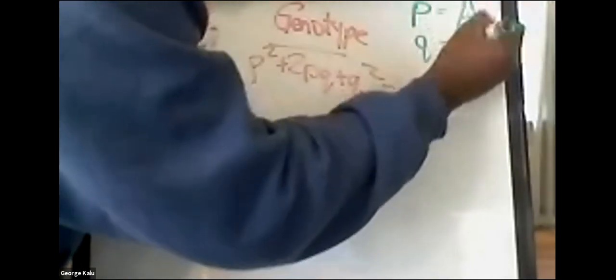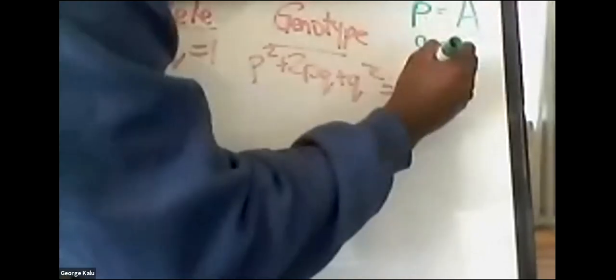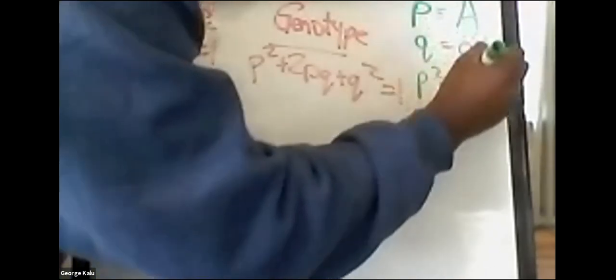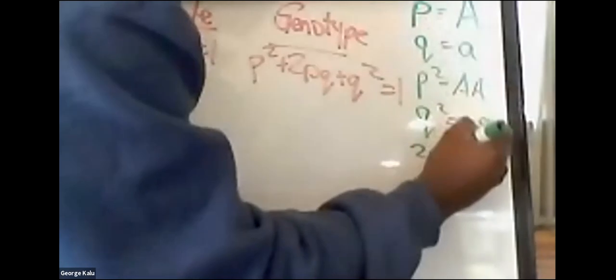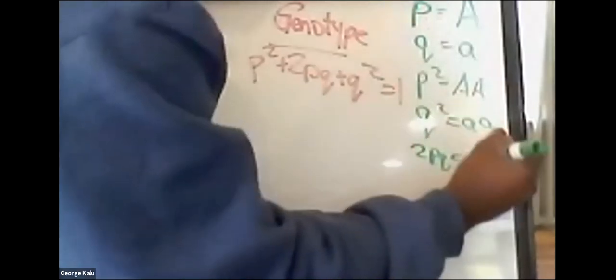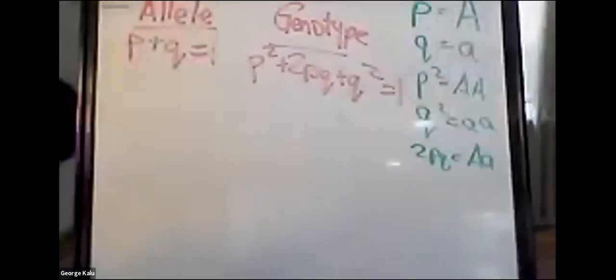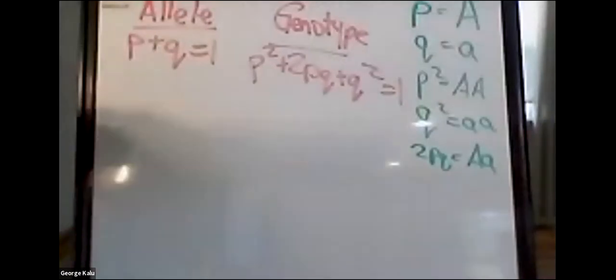So I'm going to just write out what all these variables mean again. P is the dominant allele. We have Q, which is the recessive allele. P squared is going to be our homozygous dominant. Q squared is our homozygous recessive, and then 2PQ is the heterozygous genotype. So those are what we're going to be looking for here.